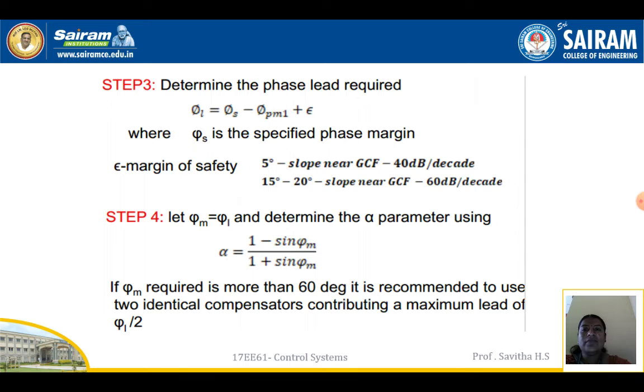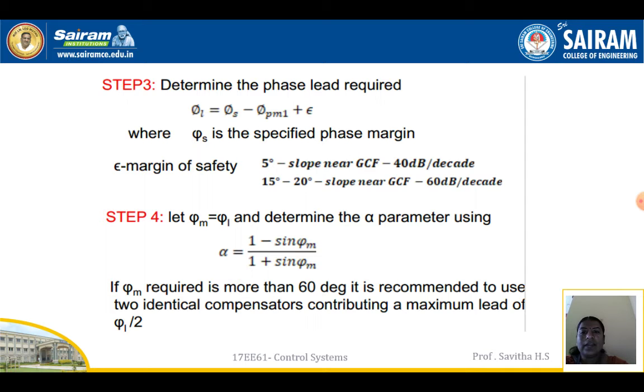Step 3. Determine the phase lead required. Phi L is equal to phi S minus phi m1 plus epsilon, where phi S is the specified phase margin and epsilon is the margin of stability: 5 degrees if the slope near GCF is 40 decibels per decade, and 15 to 20 degrees if the slope near GCF is 60 decibels per decade.